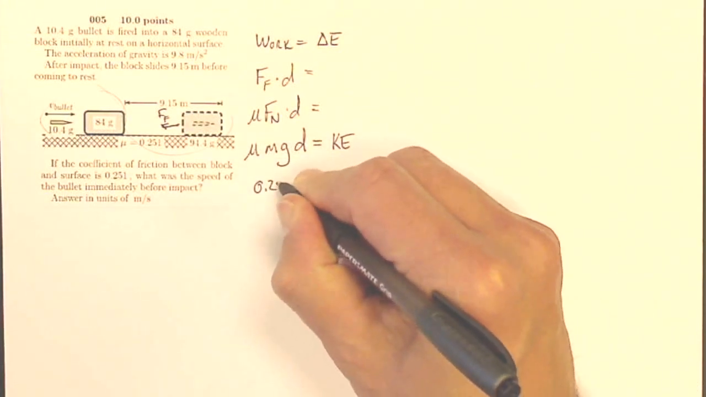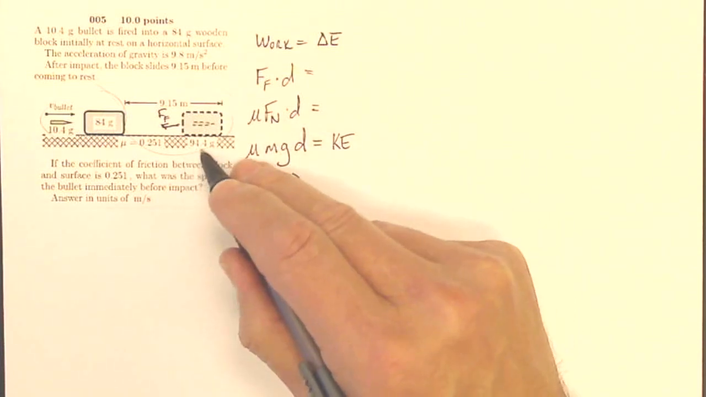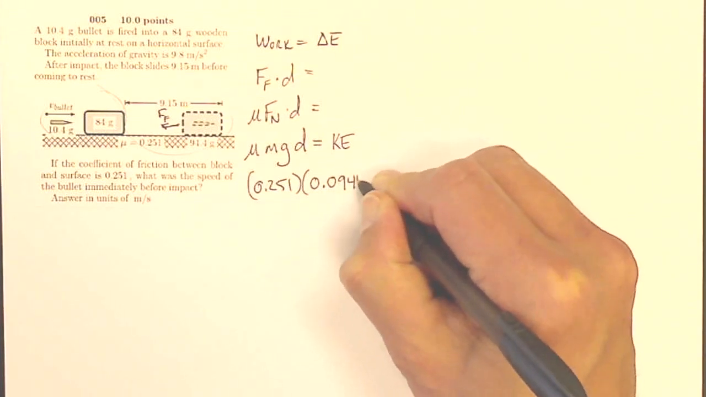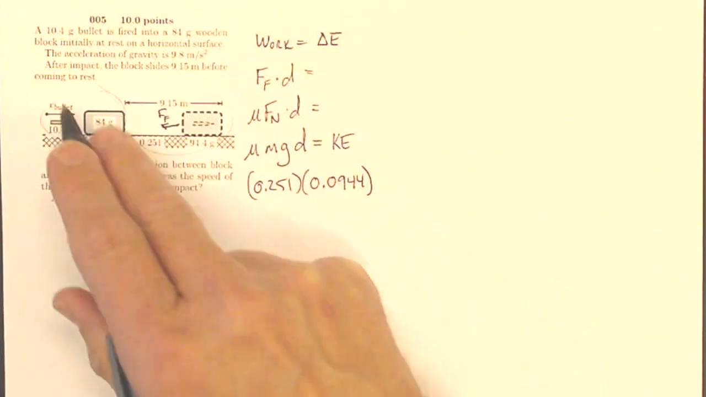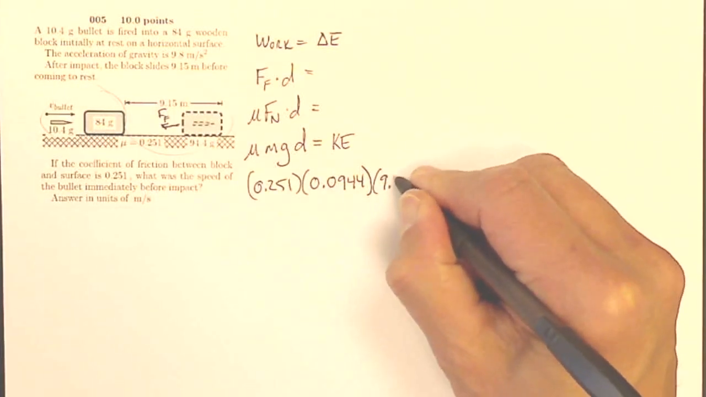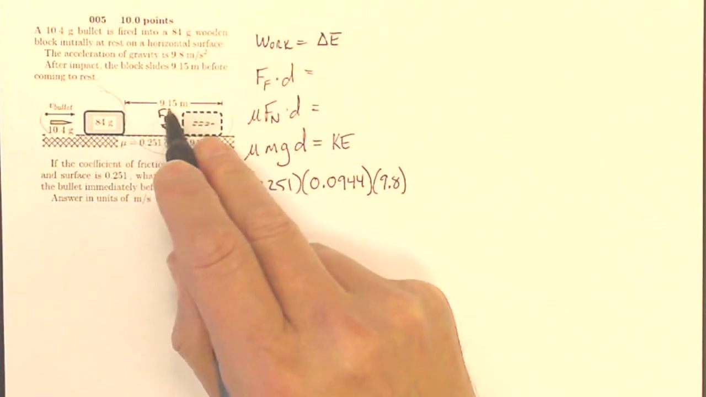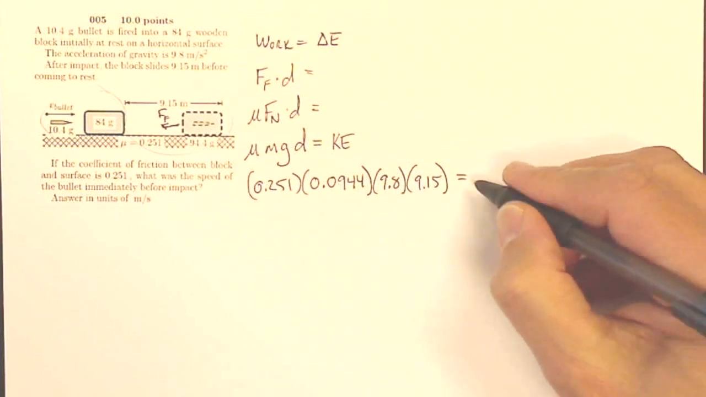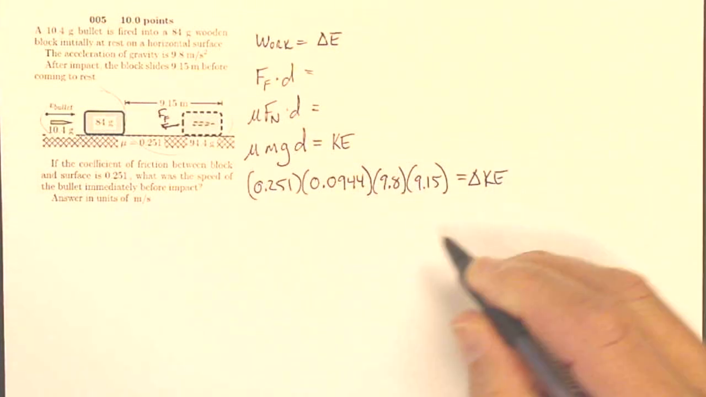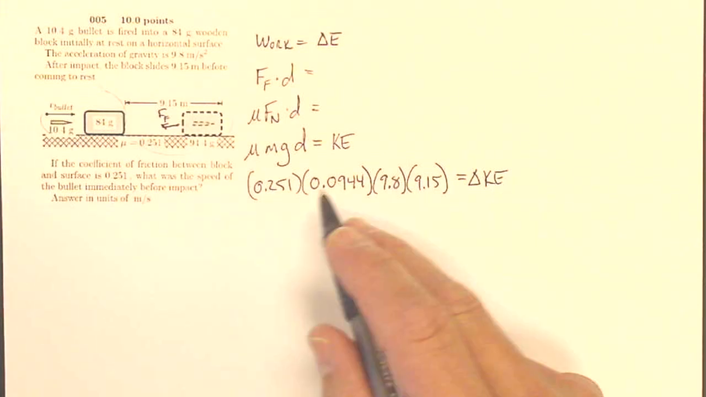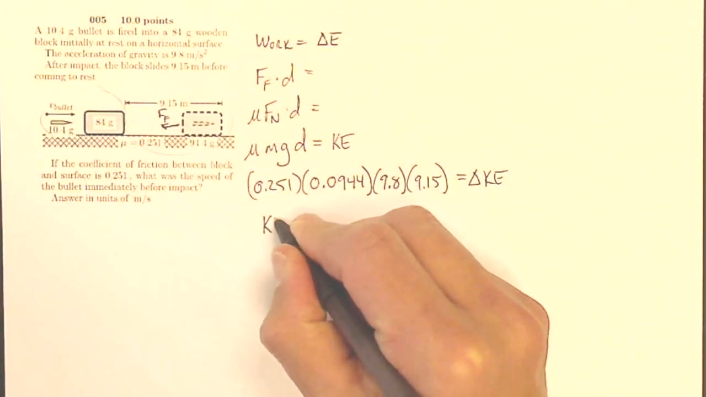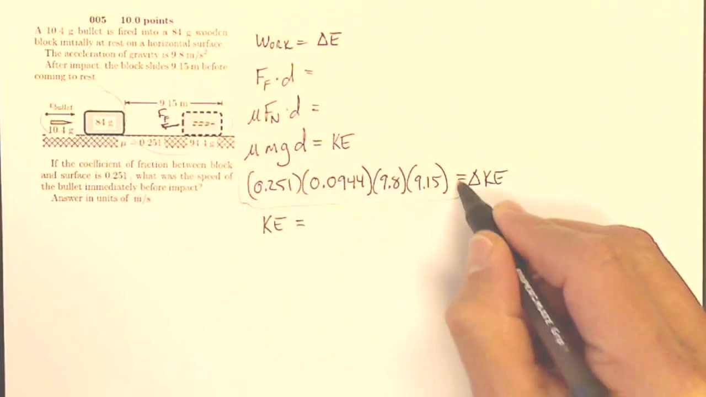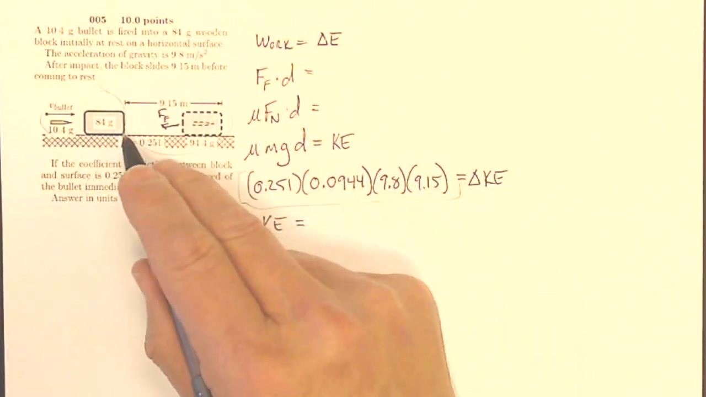So I've got 0.251 is my mu. My mass is 94.4 grams, so that's 0.0944 kilograms. Gravity is 9.8. And the distance this block slides is 9.15 meters. And that is going to be how much kinetic energy was lost as this bullet and block slid to a stop. So once I figure that out, then I'm going to have the KE that it had right after the collision. Well, my kinetic energy, this number right here, whatever I get for all of this, is going to be my kinetic energy before it started to slide.